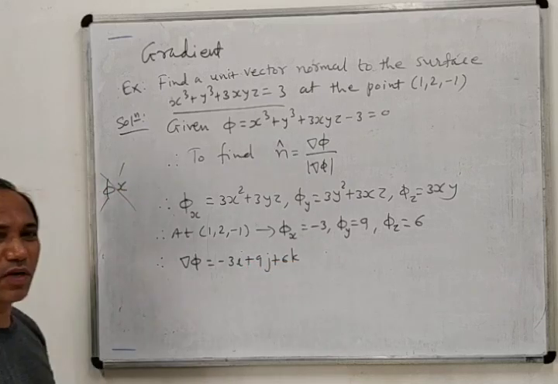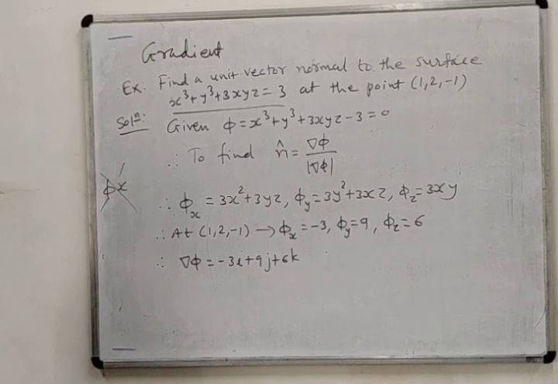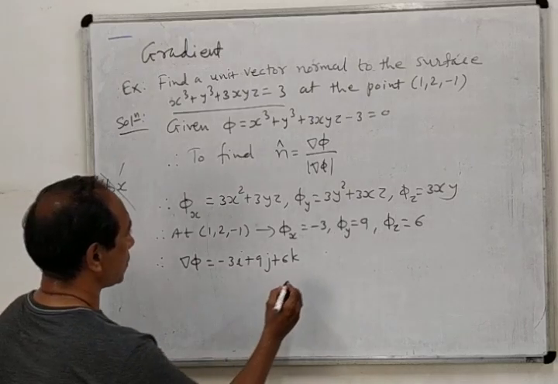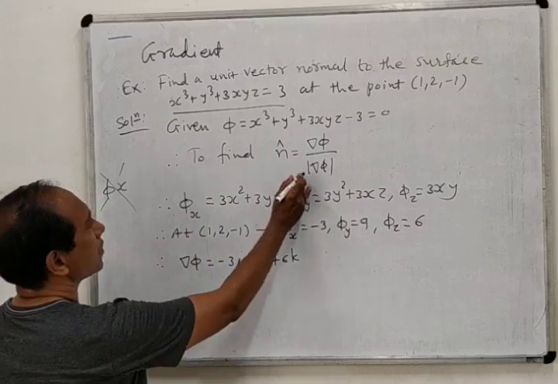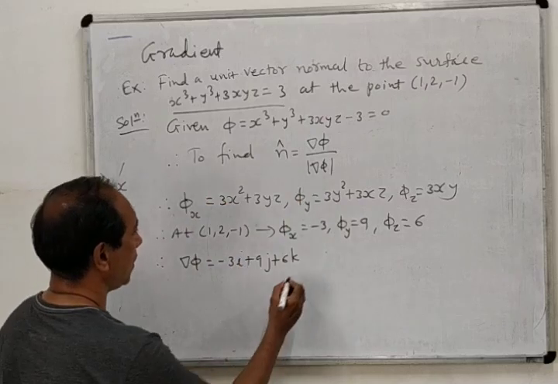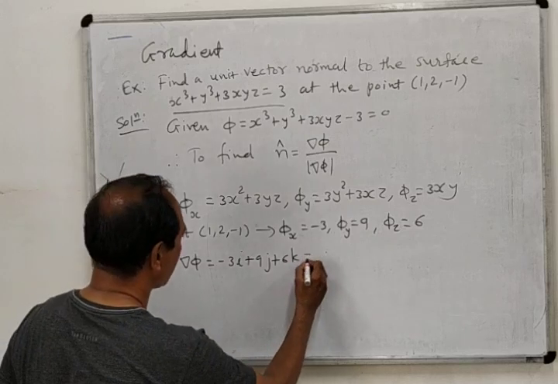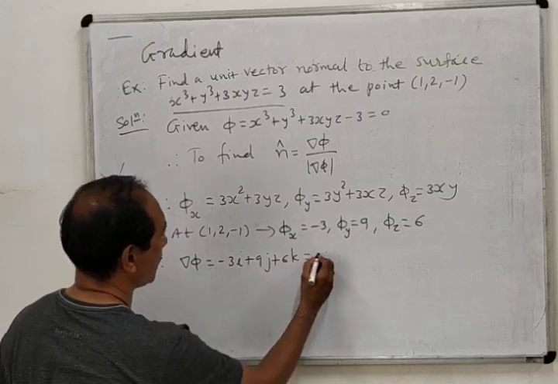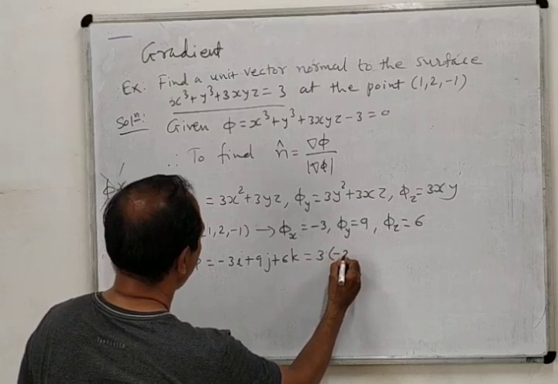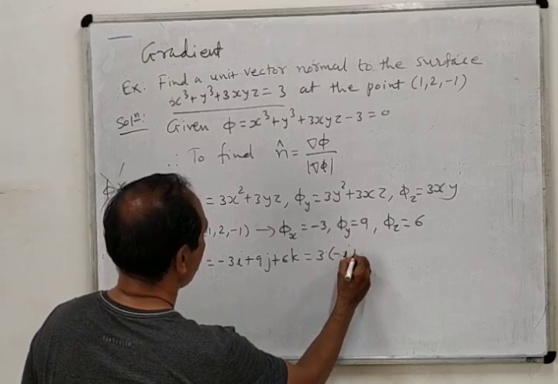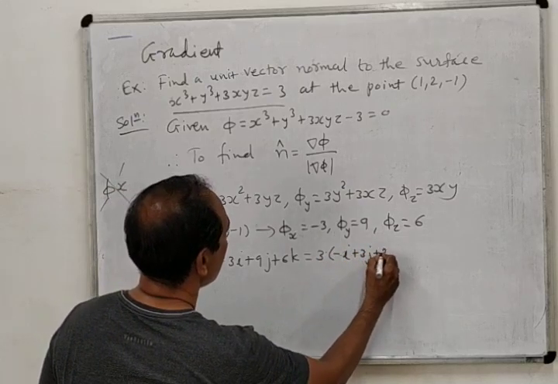So we don't need to write down every time the formula del phi by del x into i plus del phi by del y into j plus del phi by del z into k. Okay, so it is the gradient, but we also want to find its modulus. So we will have to find its magnitude, but before that, we can see that 3 will be common from this. So it is 3 times minus i plus 3j plus 2k.